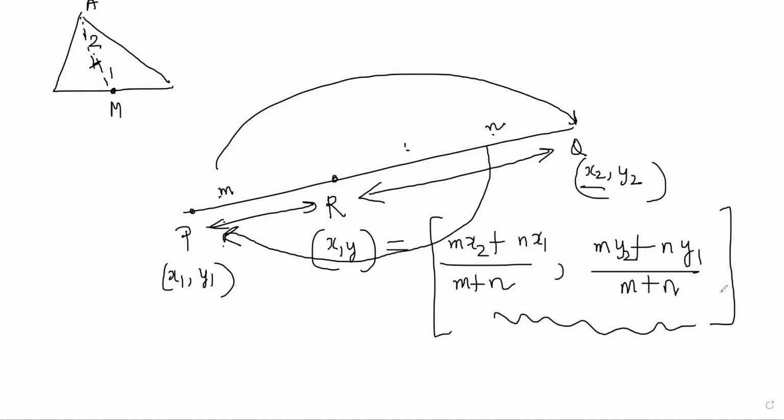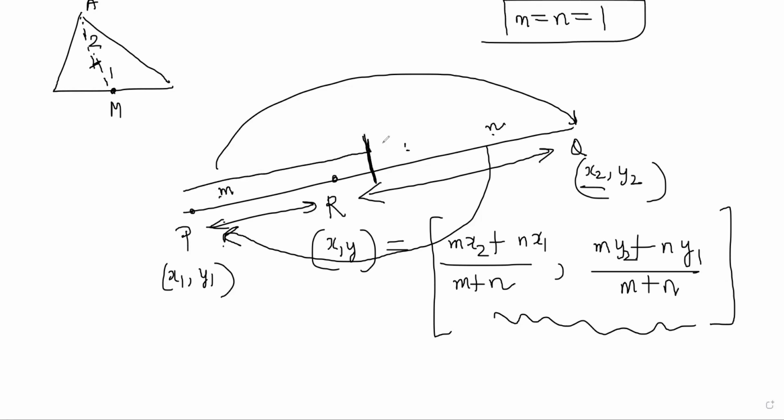So on occasions like that, you will need to use the section formula, right? Now check if m is equal to n is equal to 1. What happens then? Then that means it is a midpoint, right? And the midpoint formula is just x2 plus x1 by 2. So if m is equal to n, it's becoming the midpoint formula, right?